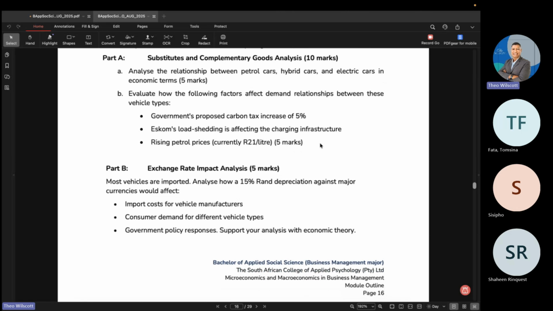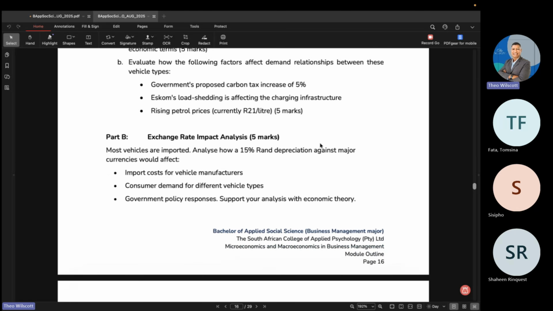And then the rising petrol prices. So the price of petrol goes up, maybe 5%. What impact will that have on the purchasing decision of a hybrid versus an electric vehicle?